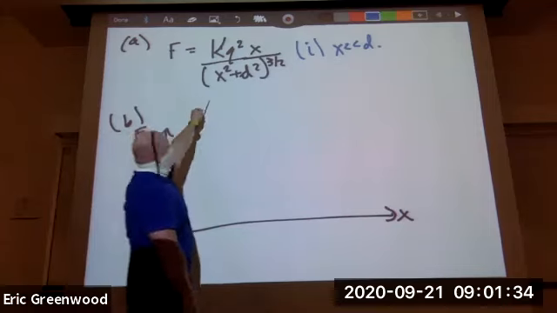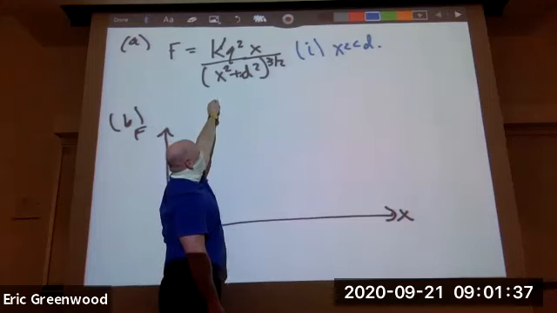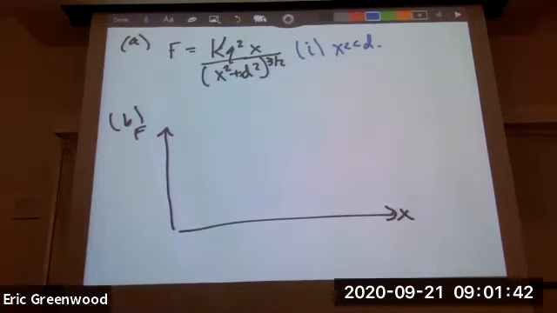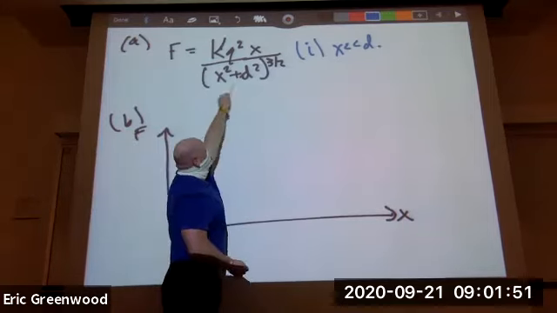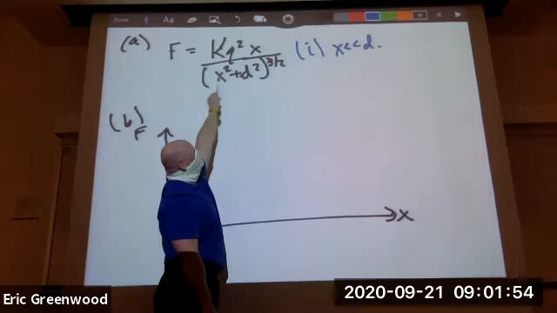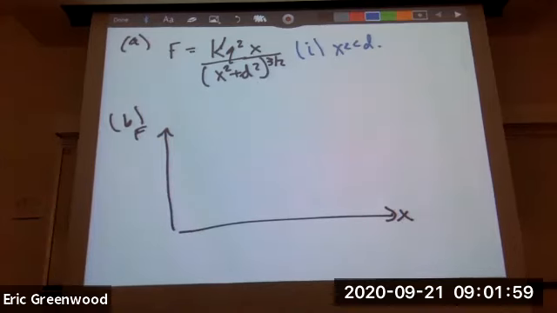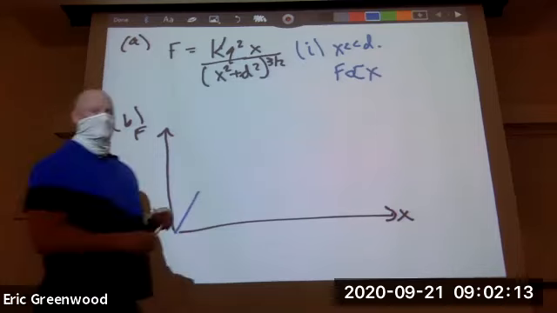If x is much, much less than d, what happens here? x squared becomes much smaller than d squared, which means the denominator simply becomes d squared raised to the 3 halves, which is d cubed. So when x is much, much less than d, this whole function simply goes as x. That means our force is proportional to x itself. So this function rises linearly for small values of x, which means when x is small, this thing is simply doing that, with some slope.